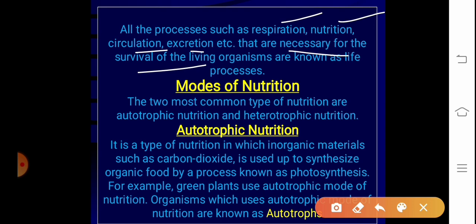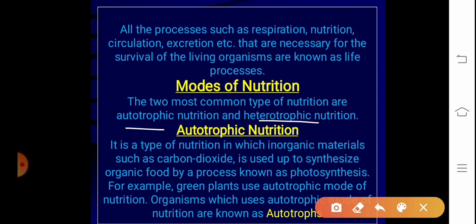These life processes are very important for the survival of all living organisms. Under that, we have studied the modes of nutrition. Under modes of nutrition, I have taught you two modes, right? I hope you all remember. Which are the two modes? One is, correct, autotrophic, and the other one is the heterotrophic mode of nutrition.